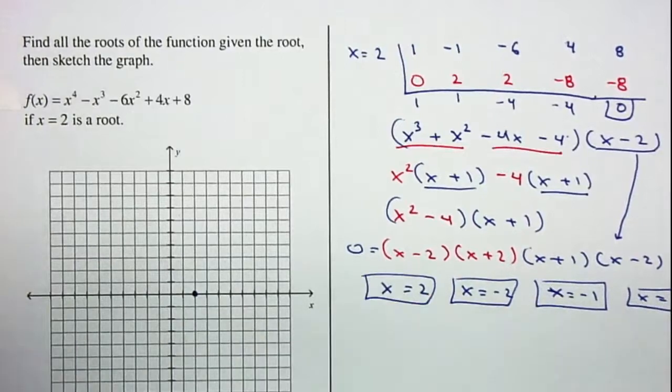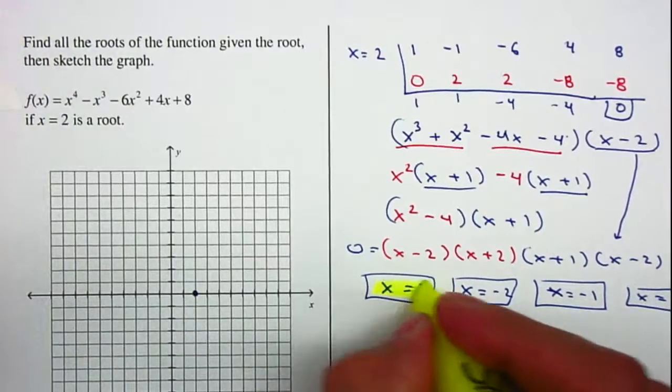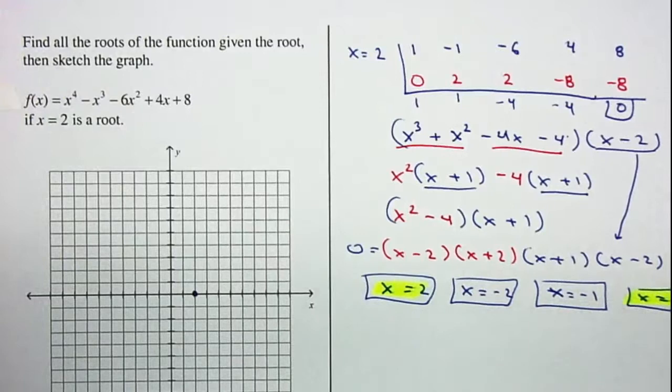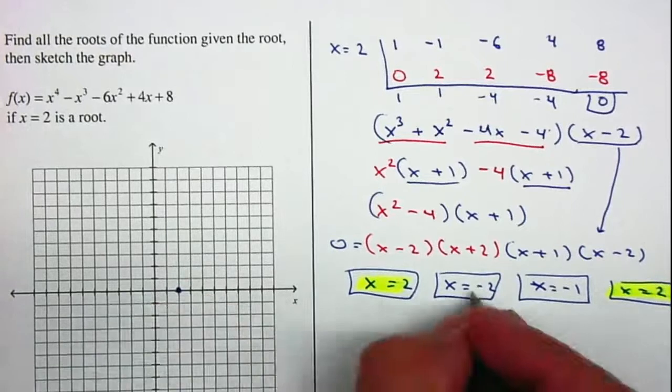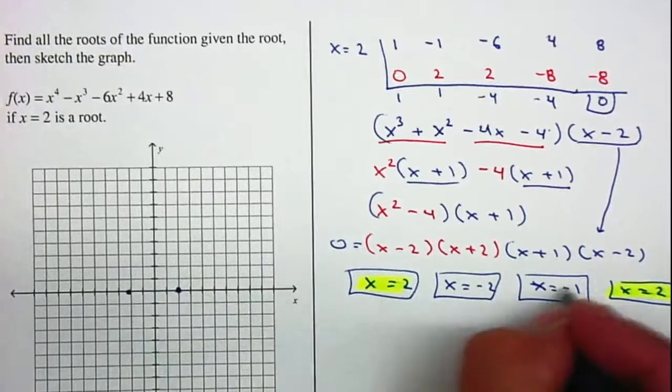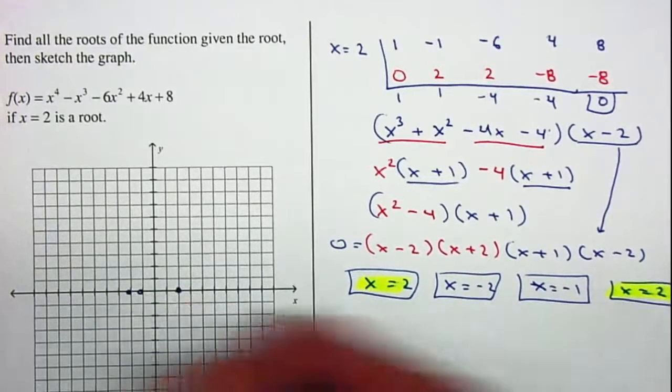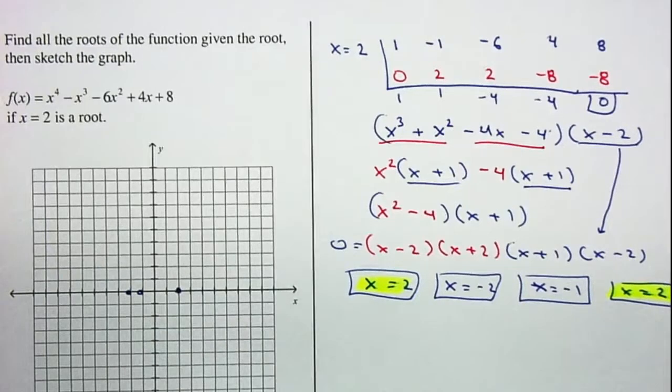If you notice, there are 2 of them that are equal. That means that they're going to be sharing the same root. That one counts for 2 of them. So x equal to 2, -2, -1, and 2 again.